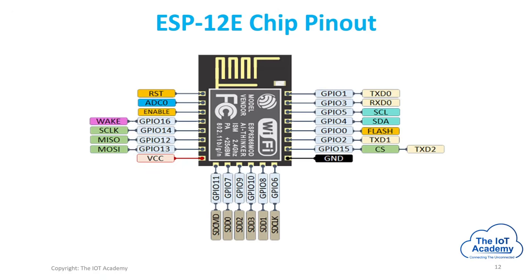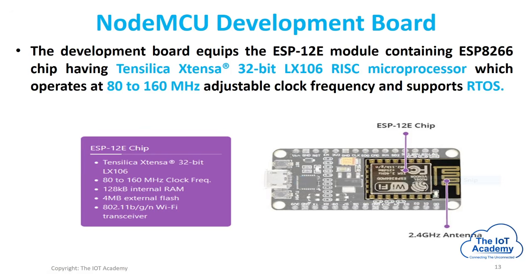There are 17 GPIOs. Some pins are SPI pins, some are I2C pins. There is a single ADC pin. So there are total 22 pins. In this NodeMCU development board, we are using this ESP12 chip with a 2.4 gigahertz antenna. The microcontroller in this is ESP8266 and the microprocessor is Tensilica Xtensa 32-bit LX106 RISC microprocessor, which operates at 80 to 160 MHz adjustable clock frequency and also supports a real-time operating system.